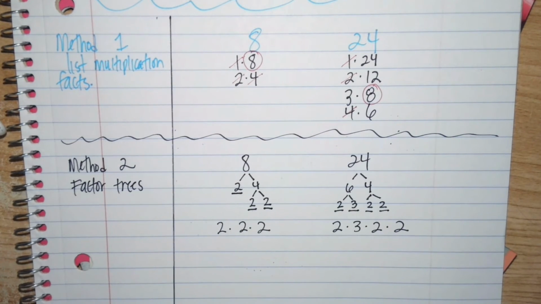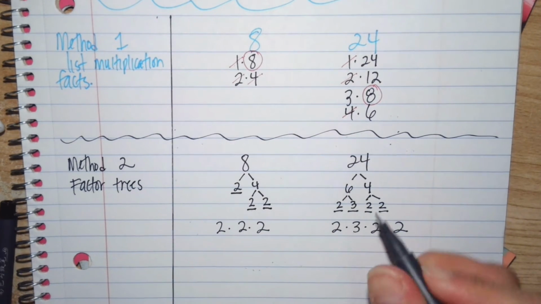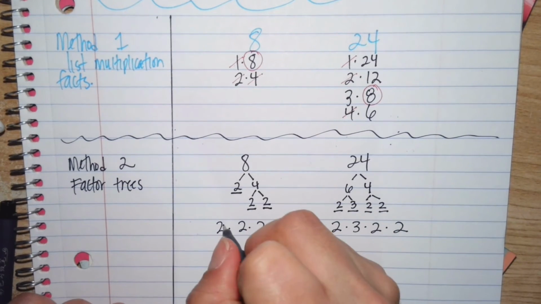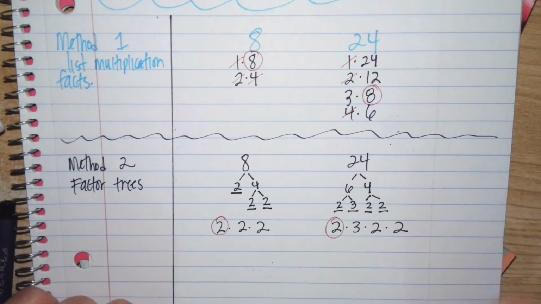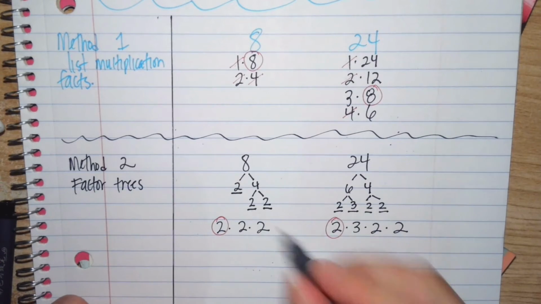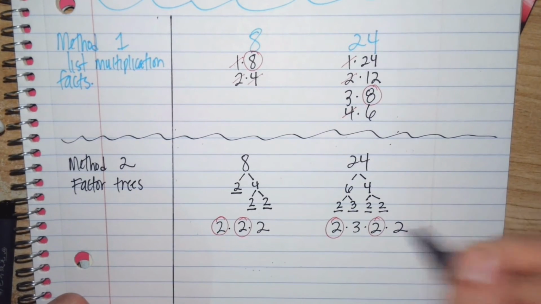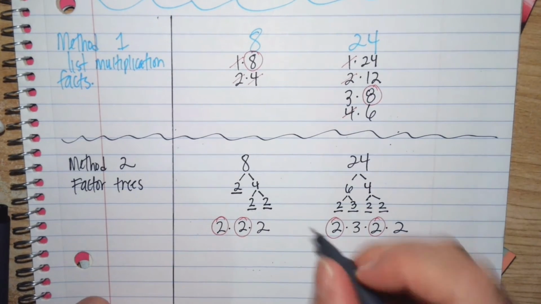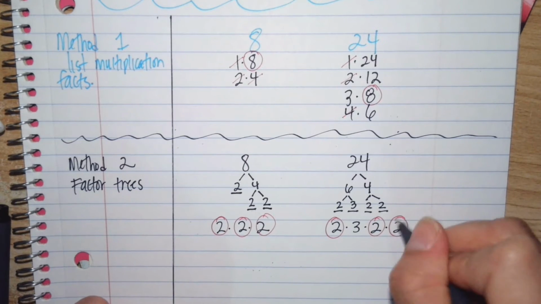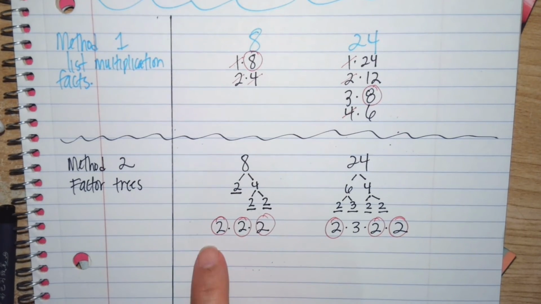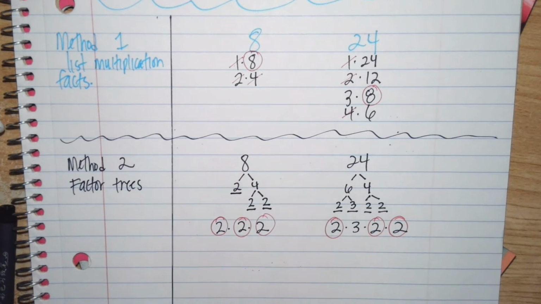Now from here, you need to just look for the prime numbers they have in common. So I know that they both have a 2 in common, so I'm going to circle that. They have another 2 in common, so I'm going to circle that. And they have another 2 in common, so I circle that. So in each side, I circled 3 2's. So 2 times 2 times 2, 2 times 2 times 2.